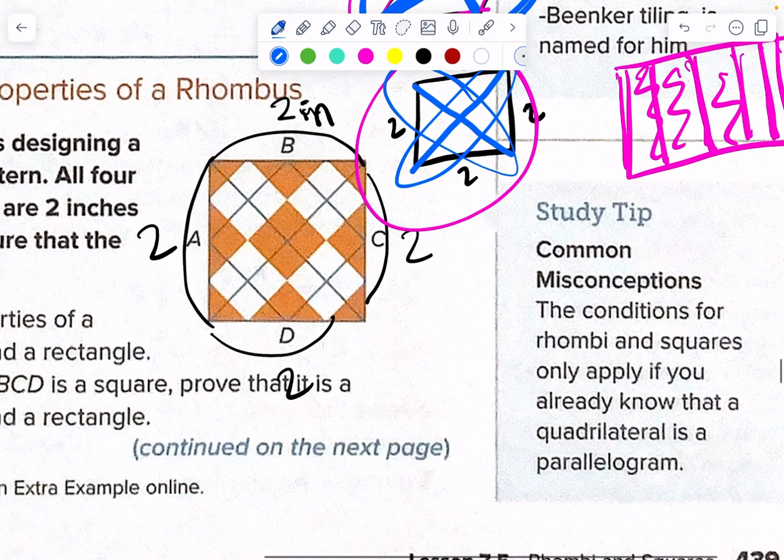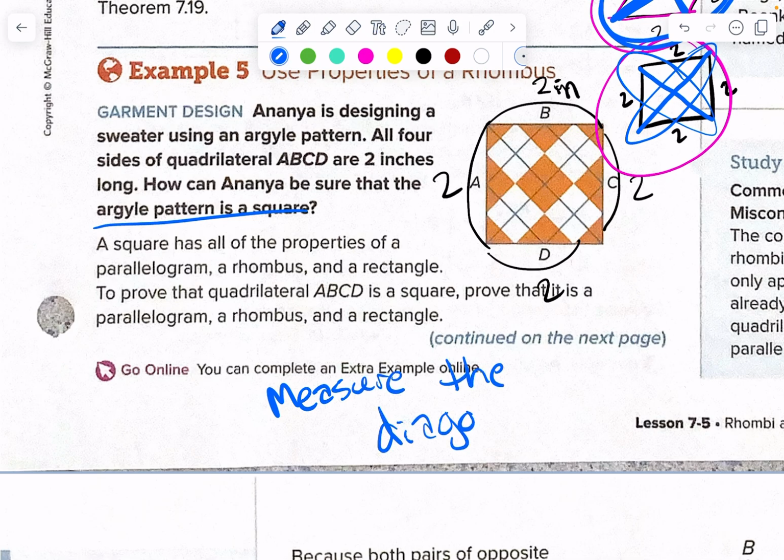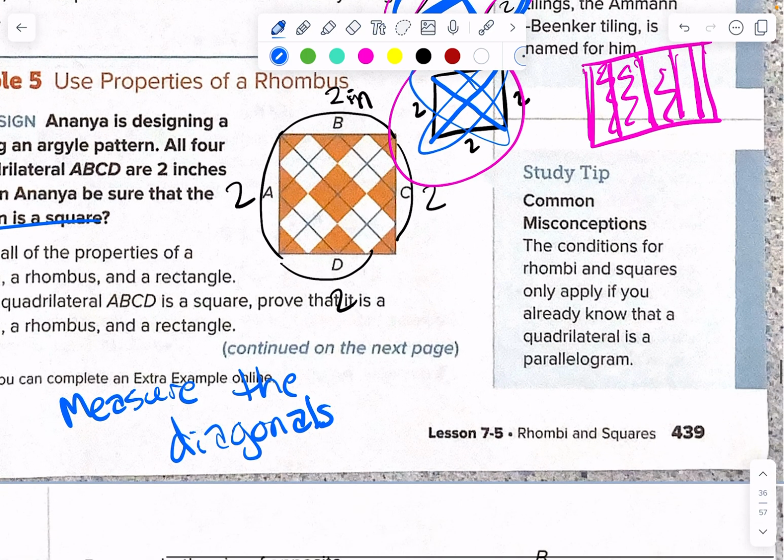Measure the diagonals. Because even though they're all 2s around the side, that only makes them a rhombus. I would have to measure the diagonals to make sure it's a square. Does that make sense? Yeah. Very good, very good.